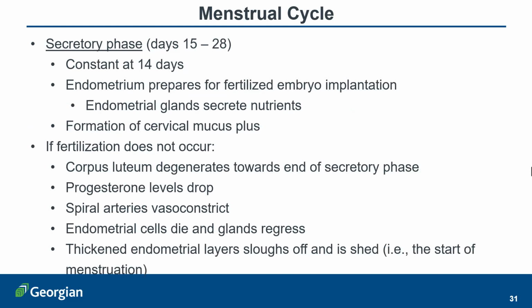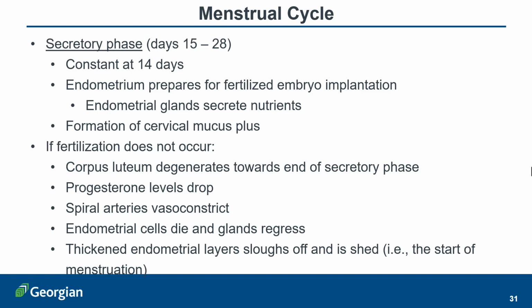The secretory phase begins at day 15 and is constant at 14 days. So the secretory phase is days 15 to 28. It's constant, much like the luteal phase. During this phase, the endometrium prepares itself to receive the fertilized embryo for implantation. The endometrial glands, for example, start secreting various nutrients in order to sustain the embryo. In addition, the cervical mucus plug regenerates itself. Previously, remember, it had thinned out, and now it's going to thicken to prevent the further entry of sperm.